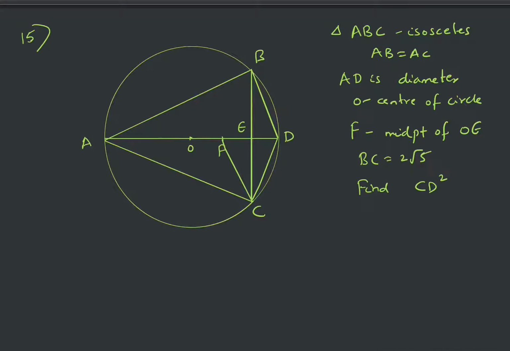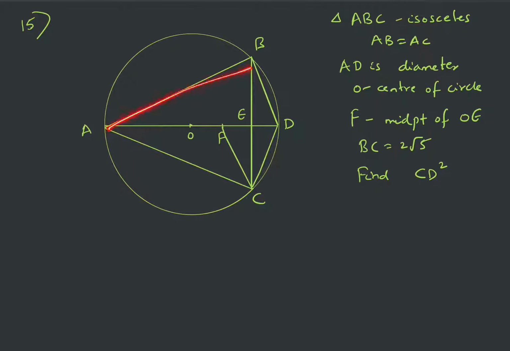Okay, so this is the 15th problem of your assignment. Here it is given that triangle ABC is isosceles with AB equal to AC, AD is the diameter, O is the center of the circle, and these diagonals intersect at point E in the quadrilateral ABCD. F is the midpoint of OE. Length of BC is given as 2 root 5 and you need to find the length of CD square. Let us see how we solve this problem.